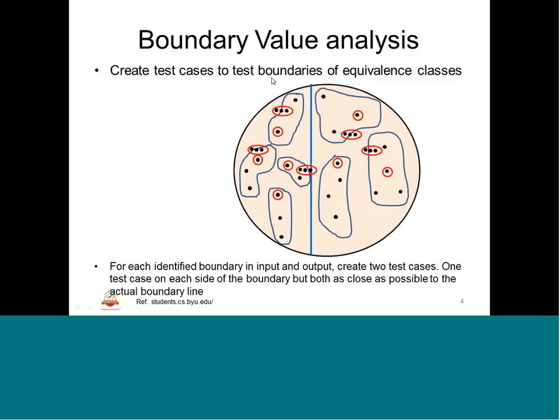So, the first step is to create test cases to test boundaries of equivalence classes. For each identified boundary in input and output, create 2 test cases. That means we know that 2 dots are here, right, for the boundary conditions. 2 test cases definitely are going to be there, 1 test case on each side of the boundary, but both as close as possible to the actual boundary line. That means how the system behaves for that boundary input, one for the low, one for the high, or one for the negative, the other for the positive, or one for the below, another one for the above. So likewise, we are going to have boundary values defined.